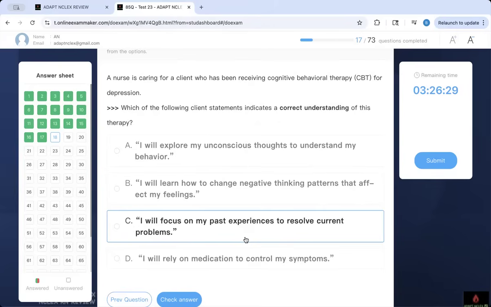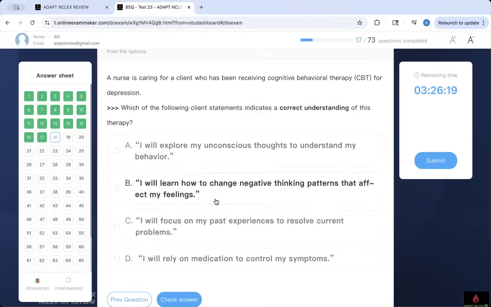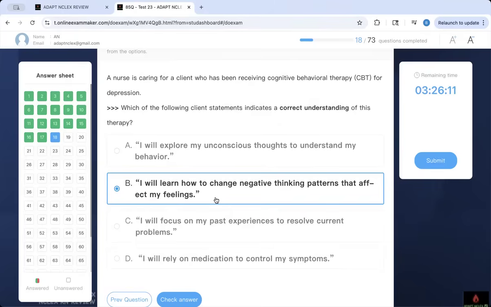I can tell you the right answer is in what? CBT. Cognitive, your brain, thinking, and your behavior. Which answer choice says that? This one: I will learn how to change my negative thinking, that's T, thinking, patterns that affect my feelings and my behavior. So look for cognitive behavioral thinking in the answer choice.